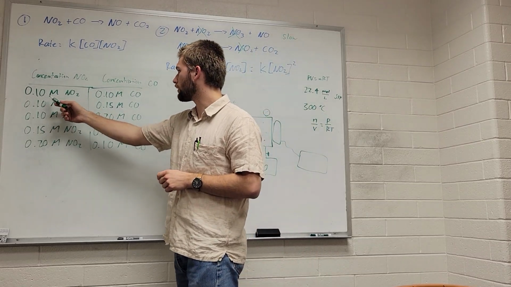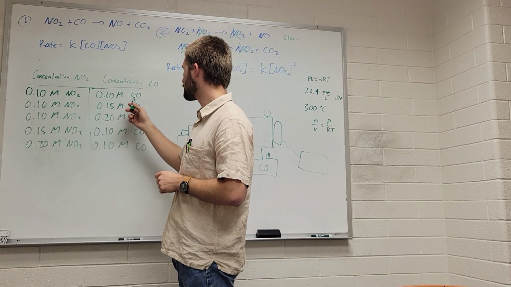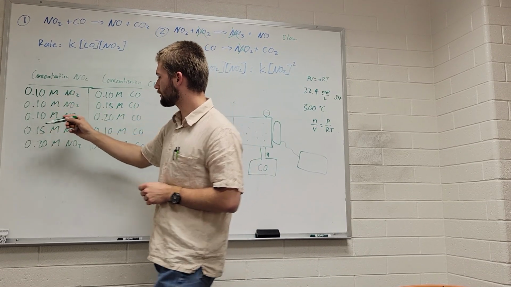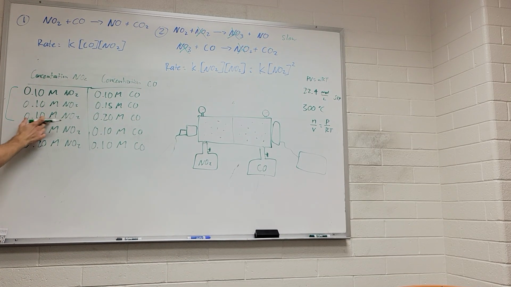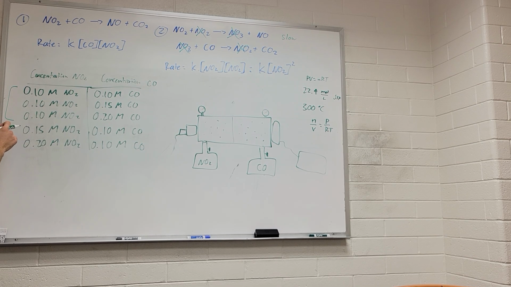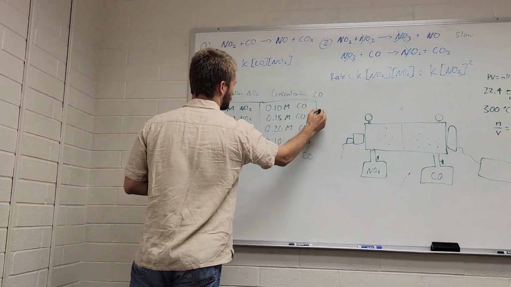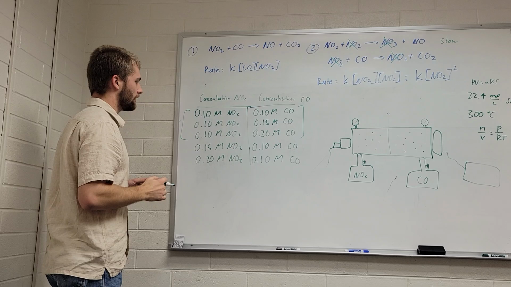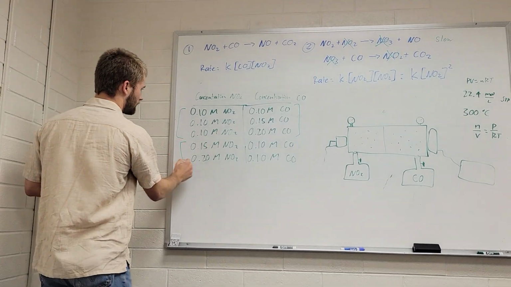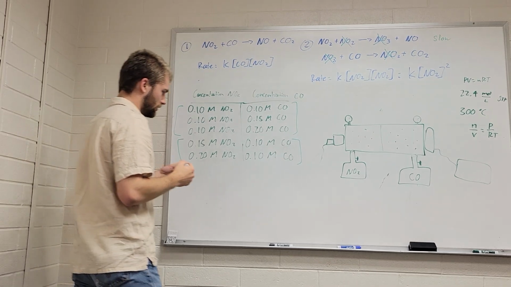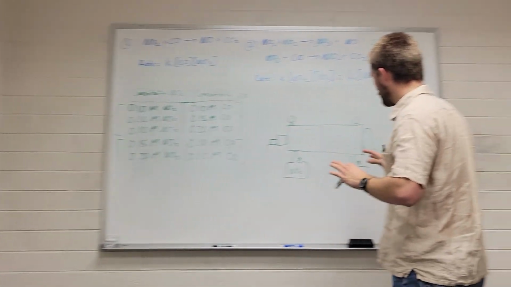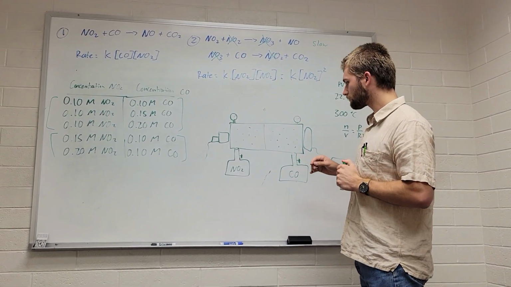First we'll have 0.1 molar NO2 and 0.1 molar CO, and we'll keep these consistent for the first three trials, while incrementally increasing this one. For the next trials we keep these ones consistent and increase these ones. We'll talk about that in a second, but here is how the experiment will work: we'll put in your desired molarity of gas in each side.